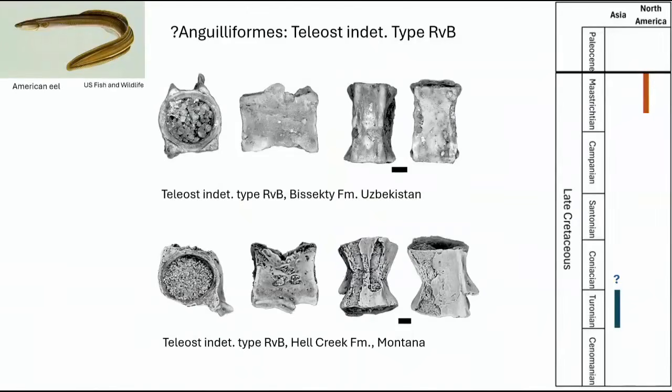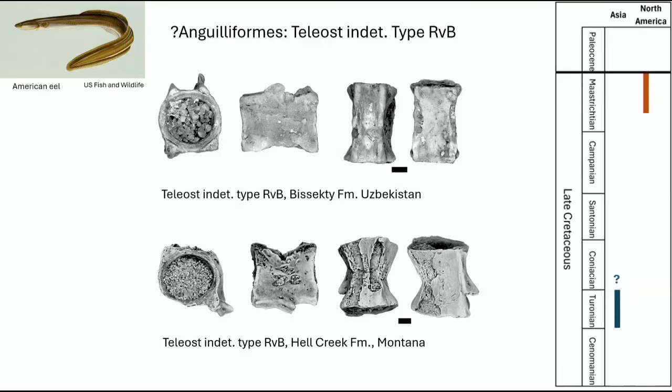Another interesting centrum is this one. Again, all we know is centra. It shows a couple of features that are distinctive: the centrum is elongate, the neural arch is very long, and the parapophysis is long and slopes ventrolaterally. This set of features is present in eels, so I've questionably said this might be an eel. If that's true, it'll be significant because it's the first evidence for eels in the Cretaceous.